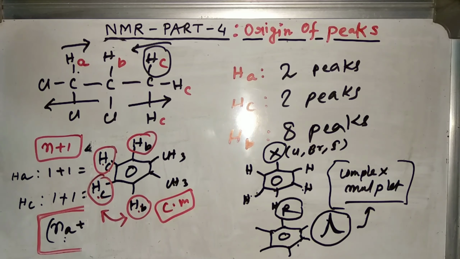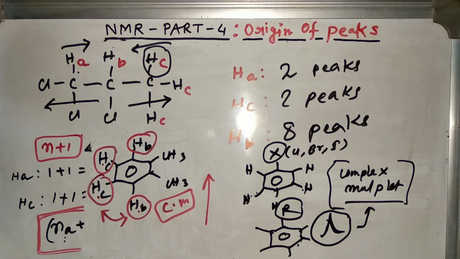So multiplet means you will get more than 6 or 7 peaks. Beyond that, 7, 8 peaks, we say that we are getting a multiplet. For 2, 3 peaks we can say doublet, triplet, quartet, but more than that we say that we will get a complex multiplet. So this is all about systems like this.